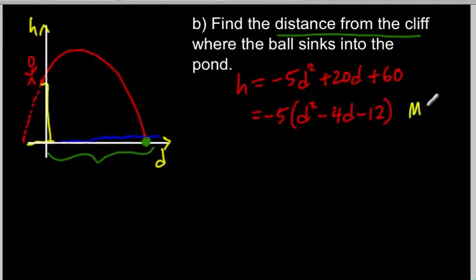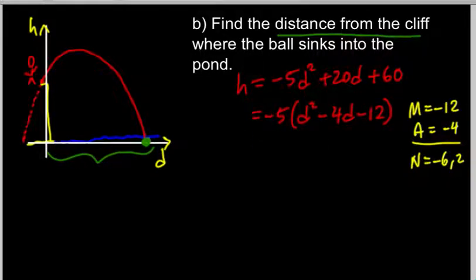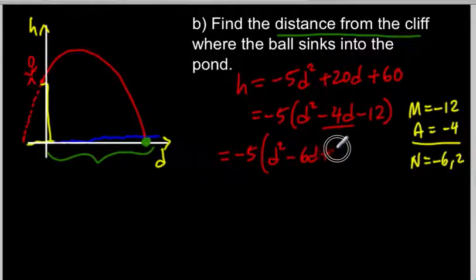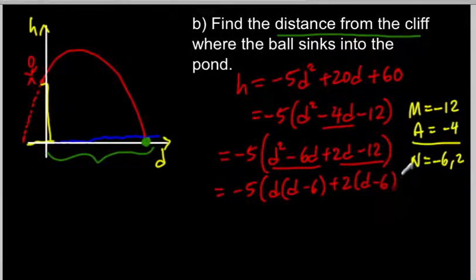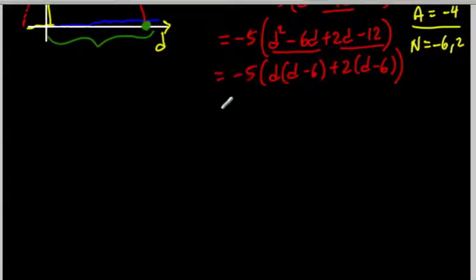So if we use the MAN method, m is equal to the first term, which is 1, times negative 12, which is negative 12. A is equal to the middle term, which is negative 4. And n, we need to find two numbers that multiply to negative 12 and add up to negative 4. So I can think of negative 6 and 2. So I'm going to write this here: negative 5, leave that negative 5 out there because we're factoring this part. So it's going to be d squared, and this middle term will split into negative 6d plus 2d minus 12. And then it's negative 5, so we group these two and group those two. So it's going to be d minus 6 plus 2, d minus 6. Close the brackets there. I'm just going to scroll down a little bit. So it's going to be negative 5.